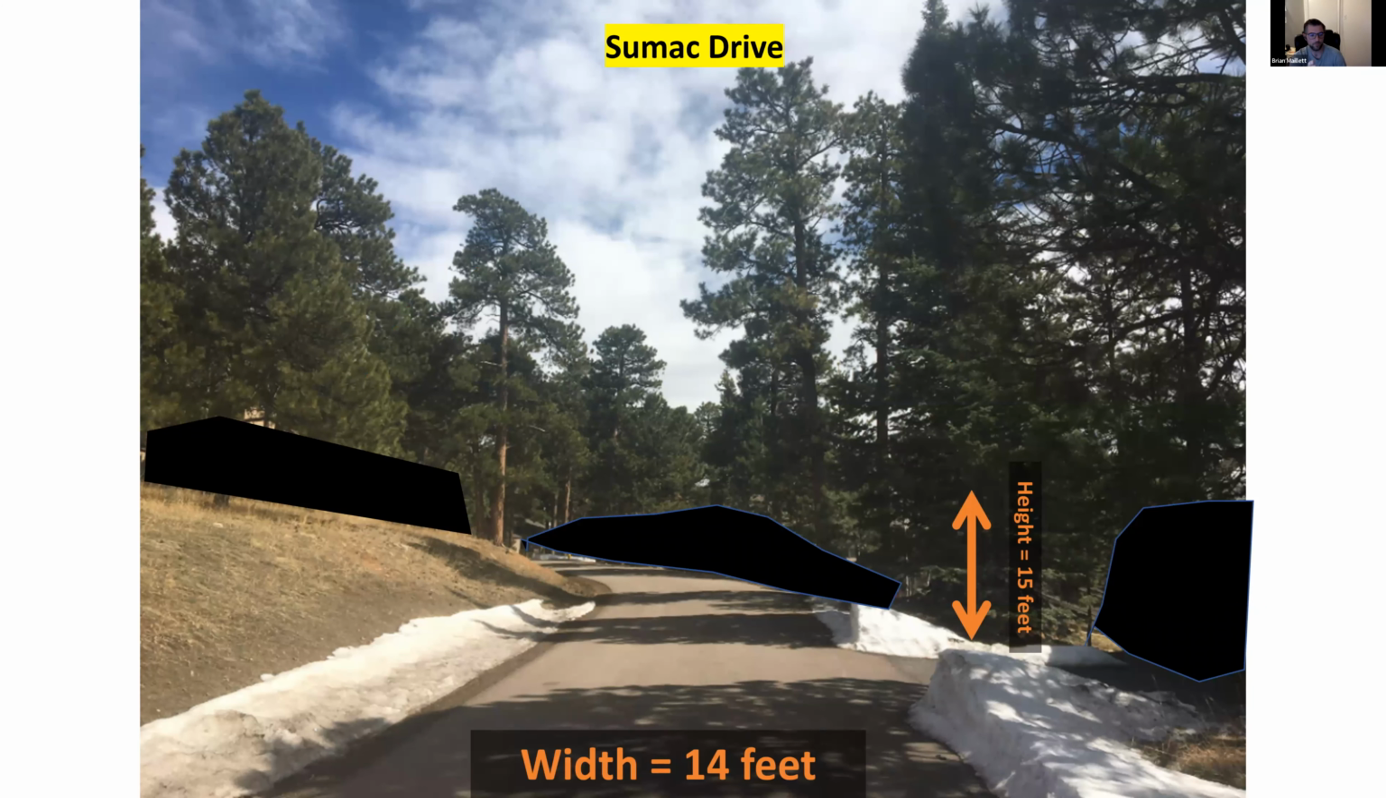And then another image from coming into Sumac. So you note that obviously that drive is a lot more narrow. You know that when there's snow on either side of the road and only one car can pass.